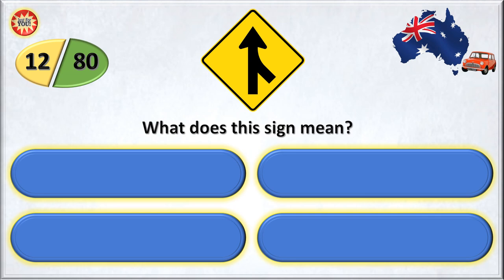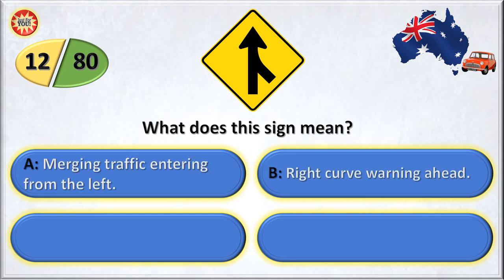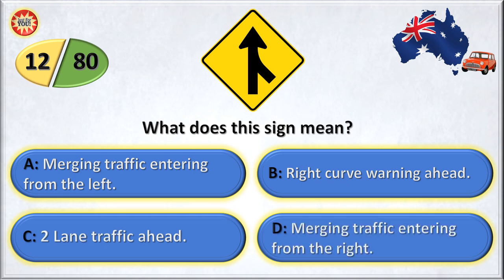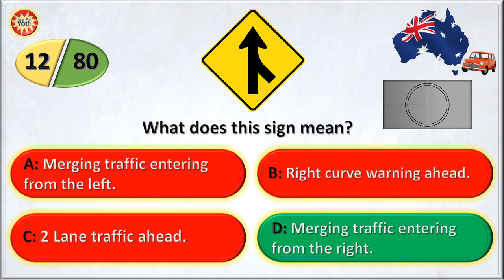What does this sign mean? Merging traffic entering from the left. Right curve warning ahead. Two-lane traffic ahead. Merging traffic entering from the right. Merging traffic entering from the right.